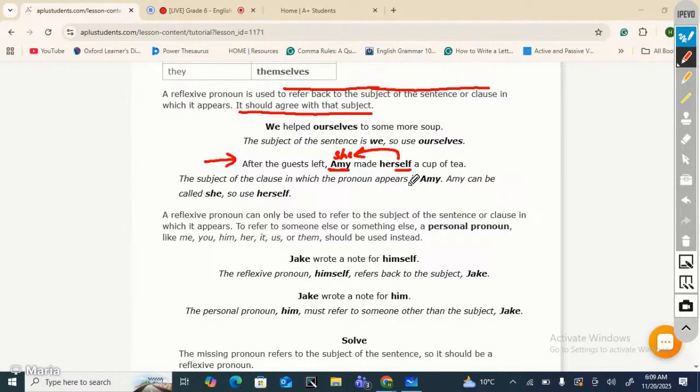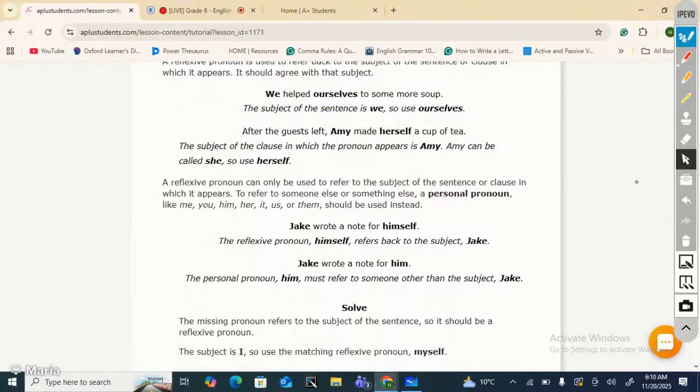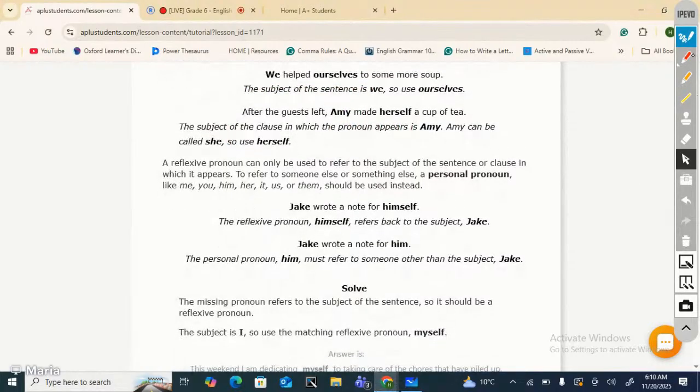Now, one main point about reflexive pronouns. A reflexive pronoun can only be used to refer back to the subject of the sentence or clause in which it appears. Only. Remember this.